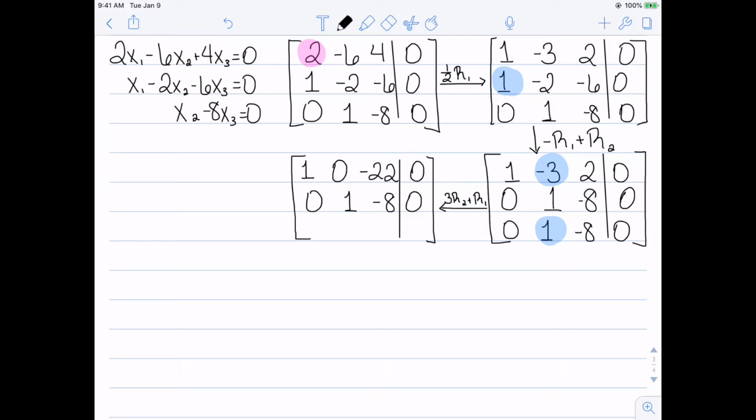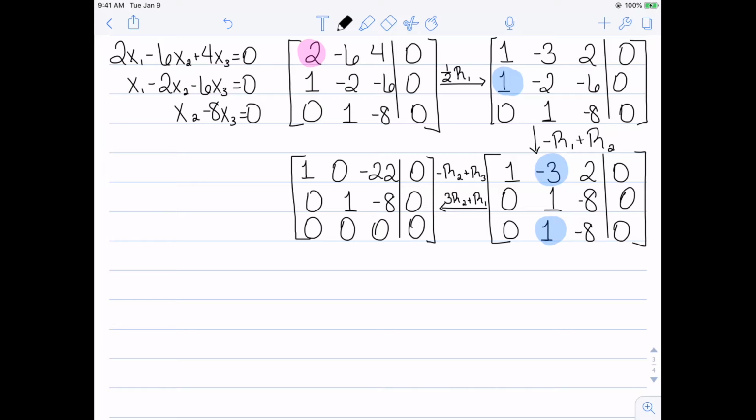We then want the 0 below this 1. And for that, we're going to do negative row 2 plus row 3. So we have negative 0 plus 0 is 0. Negative 1 plus 1 is 0. Negative 8 is 8. Minus 8 is 0. And then 0 plus 0 is 0. So we now see that this does have a non-trivial solution. In fact, I can't get a pivot in this third column.